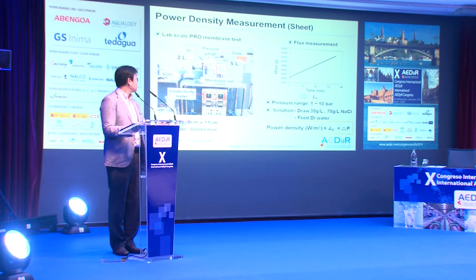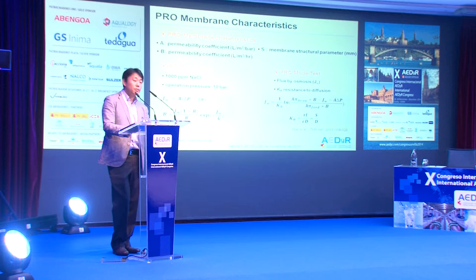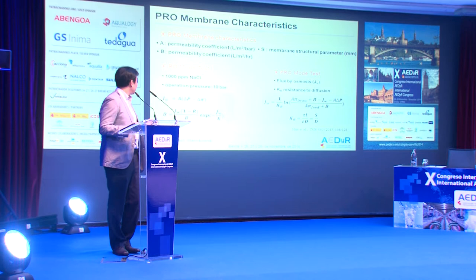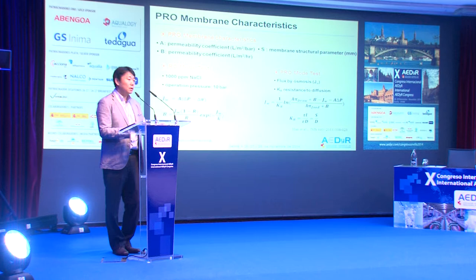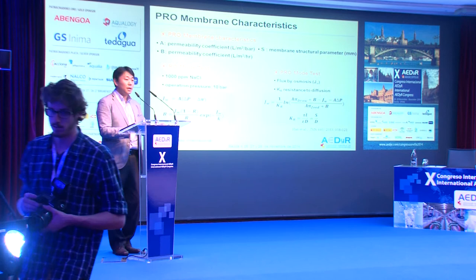The A, B, and S values represent the characteristics of the PRO membrane. In our test, we can obtain the A and B values through the measurement of water flux and salt rejection. And we can calculate the S value through the measurement of water flux in PRO test mode.